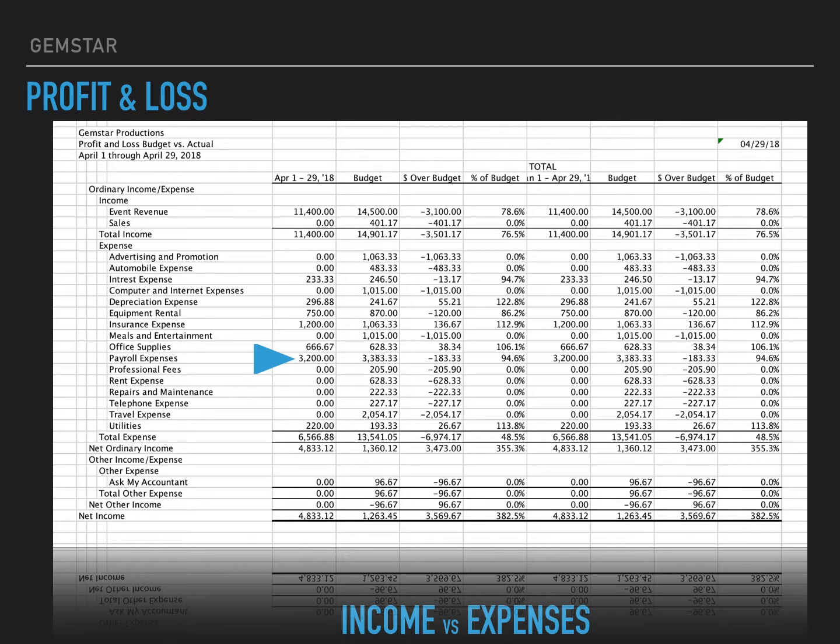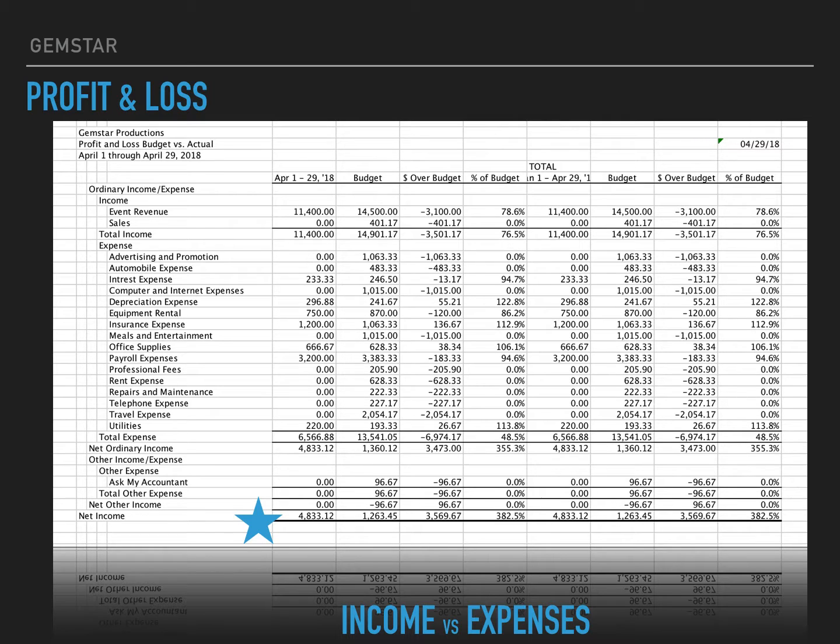A positive news on this report is at the bottom. Our net income came out to $4,833.12, which came out to a positive. It's always great to see a positive, not a negative sign next to the net income, which means that we're going in the right direction.